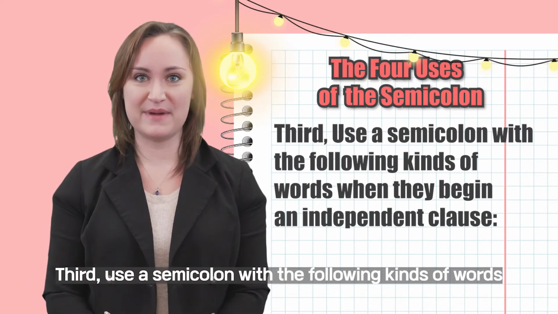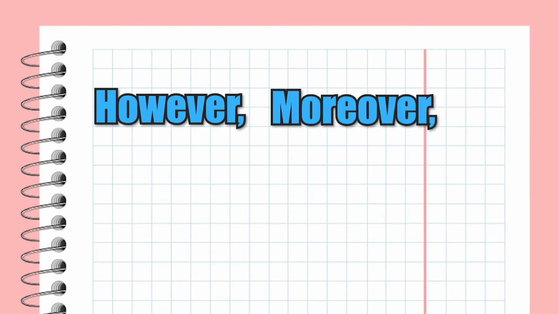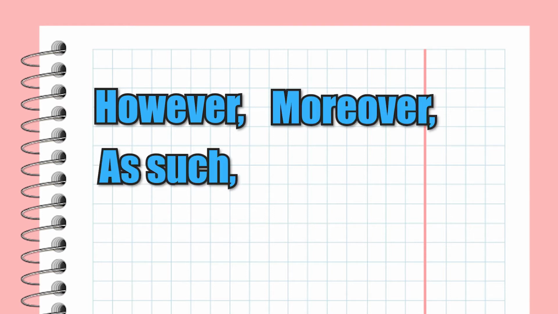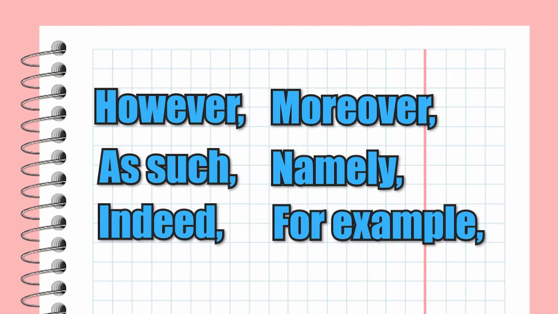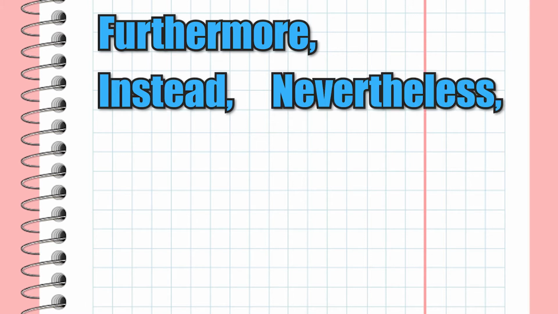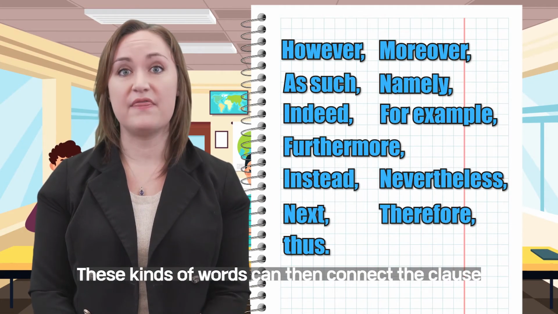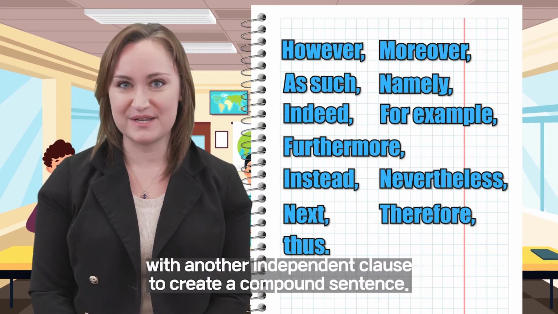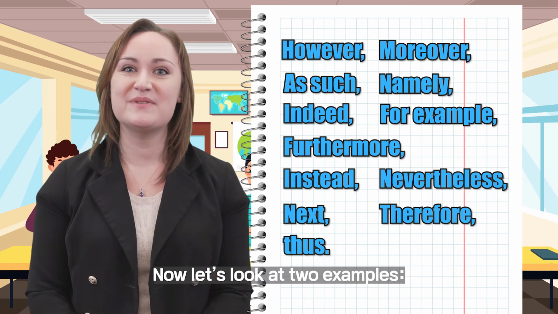Third, use a semicolon with the following kind of words when they begin an independent clause. However, moreover, as such, namely, indeed, for example, furthermore, instead, nevertheless, next, therefore, and thus. These kinds of words can then connect the clause with another independent clause to create a compound sentence. Now, let's look at 2 examples.